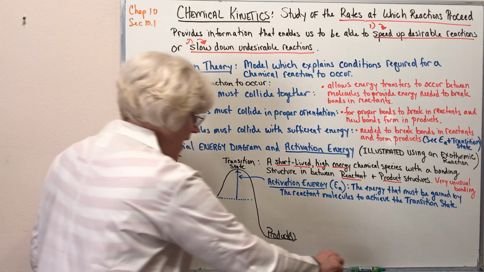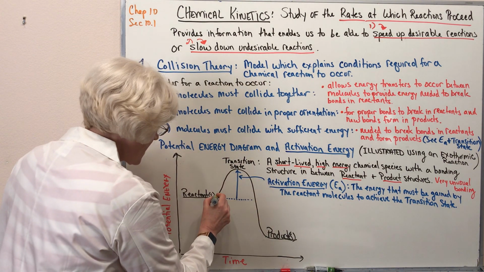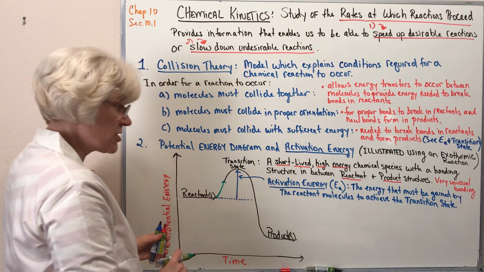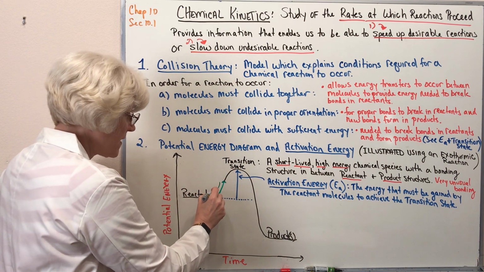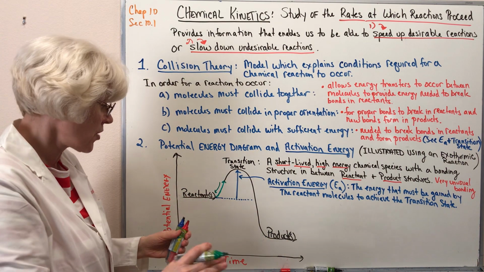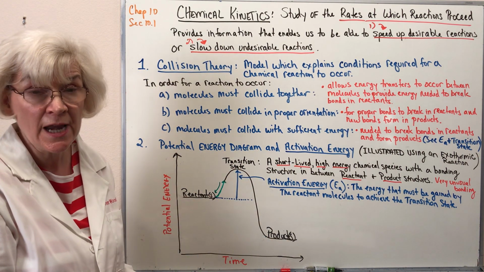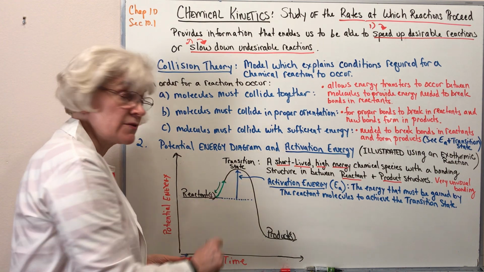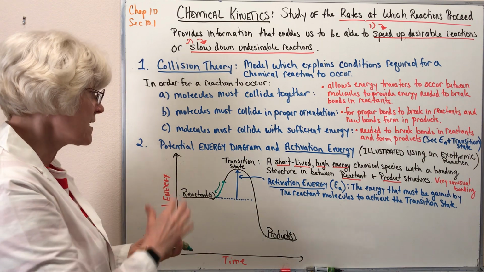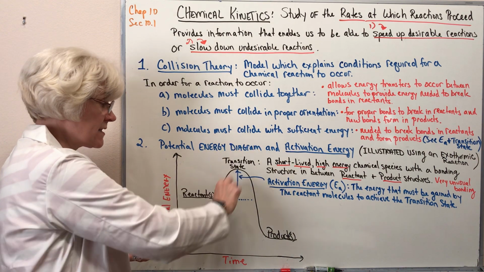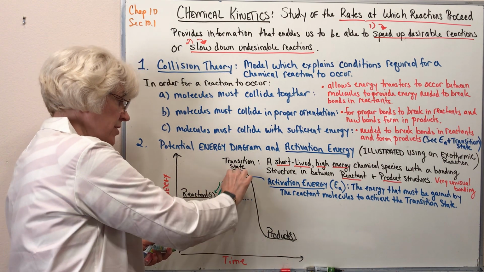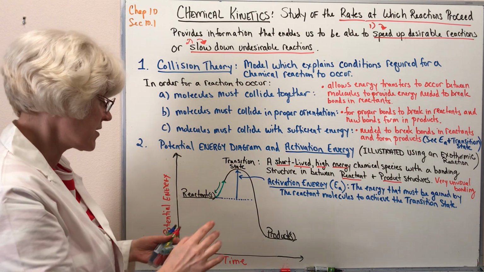If they don't have sufficient energy, then they may start to climb this activation energy barrier, but then fall right back into the reactant structure. It's insufficient energy to achieve the transition state in many collisions. Only some collisions possess sufficient energy to go all the way up the activation energy hill and form the transition state.